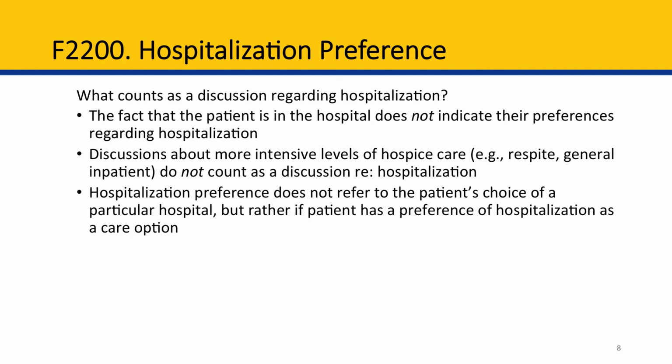Hospitalization preference does not refer to the patient's choice of a particular hospital, but rather if the patient has a preference of hospitalization as a care option. Thus, a conversation about whether the patient would prefer to be hospitalized or remain in their current location of care, should their needs change, would be considered a discussion about hospitalization for F2200.